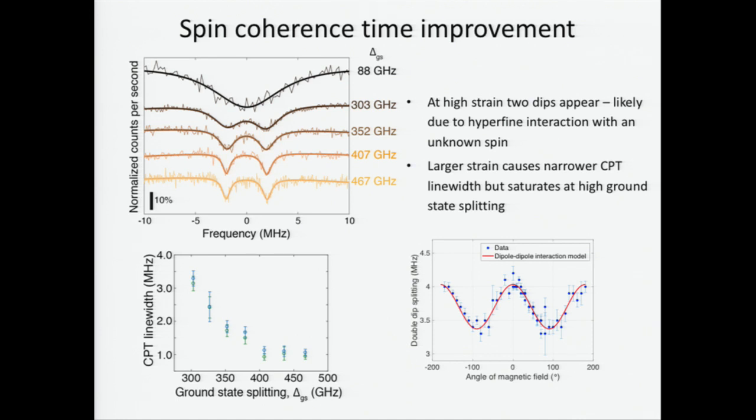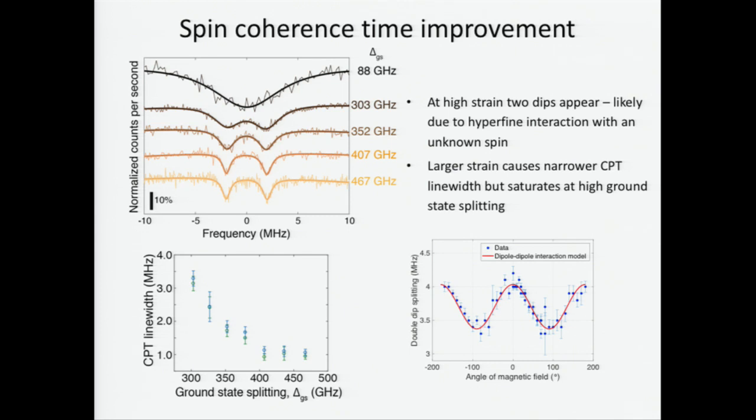I'll explain later. And then if you map out this dip in the bottom figure as a function of ground state splitting, which is proportional to the stress, your CPT line width gets narrower until it saturates at this point, which means that our spin coherence time improves until it hits some limit.